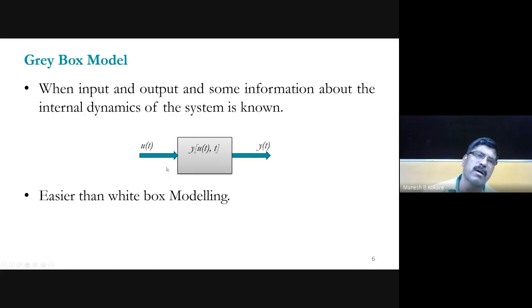Whereas a gray model means what? You know some parameters, not all. You know the input, you know the output, as well as some information about the internal dynamics of that system, but not full information. So it's not fully understood, it's partially understood, and this model is called a gray model. Designing this model with the help of the partially available information and the input and output relationship is easier than white box modeling. So this is about the gray model.